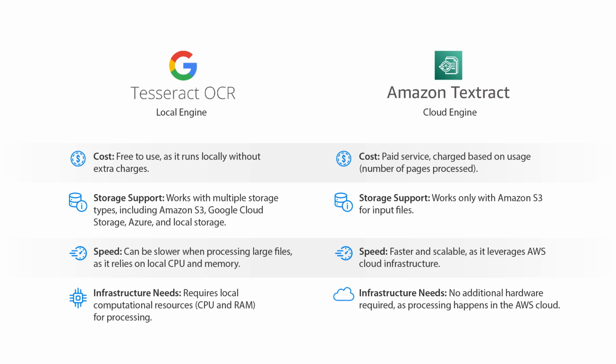In DataSunrise, we have two OCR processing engines. The first one is Tesseract and the other one is AWS Textract. Each has its own advantages and disadvantages. Firstly, Tesseract is an open source OCR engine that is integrated into DataSunrise by default. It runs locally, so it offers a cost-effective solution without any additional infrastructure expenses. It also supports multiple storage types like Amazon S3, Google, Azure, and local storages.